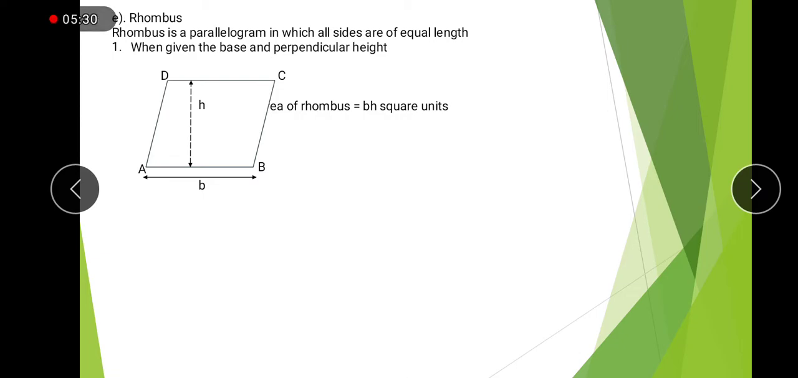Now we go to rhombus. And we say that rhombus is a parallelogram in which all sides are of equal length. Now in rhombus, we have two formulas of finding area of a rhombus. Number one, it is when you are given the base and the perpendicular height. We just take base, we multiply by the height. Therefore, the area will be B times H.